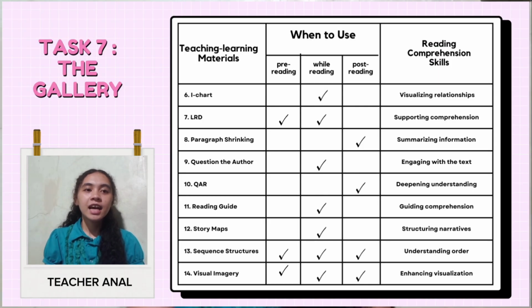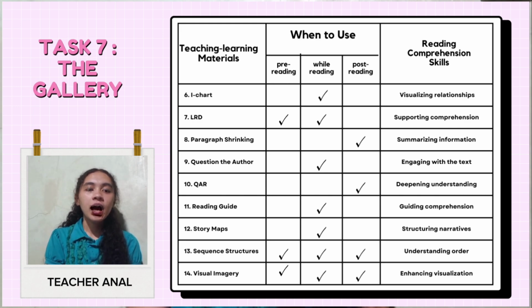So number 6, E-chart. When to use: pre-reading. The reading comprehension skill: visualizing relationships. An E-chart helps students visualize the relationship between different concepts before they start reading. This can enhance their understanding of the text structure.